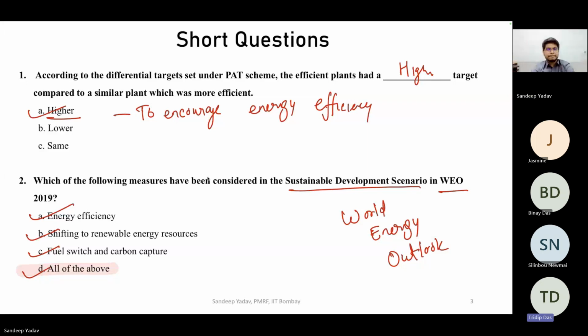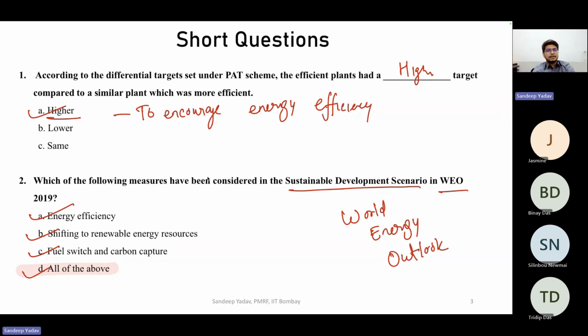Yes. Suppose the efficient plant is A, and the similar plant which was more efficient is plant B. So if plant A is efficient and B is more efficient, then plant B is more efficient, na sir? Yes. So whether you call that efficient plant less efficient compared with the one which is more efficient.